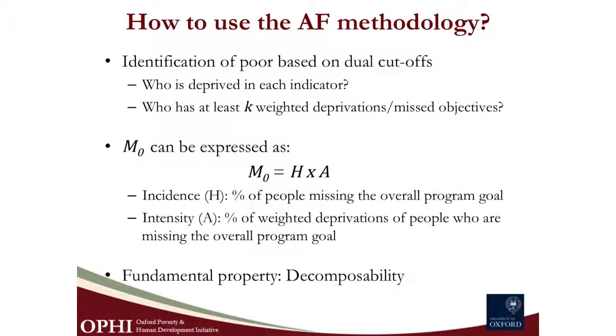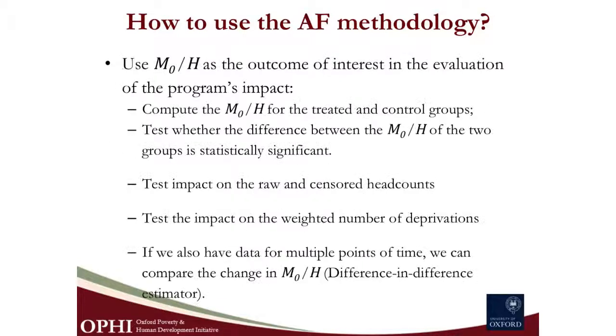So how do you use it? You do an identification of the poor, of the people who are missing the objectives, based on the dual cutoffs by indicator, then you aggregate, and you have an M0. This all you know. What's very important for what I'm showing next is the property of decomposability. So you can go by groups and identify the impact by groups.